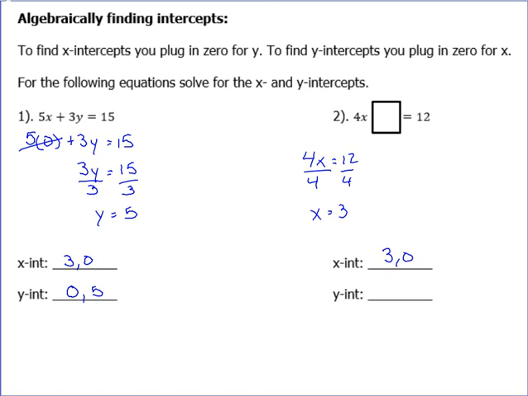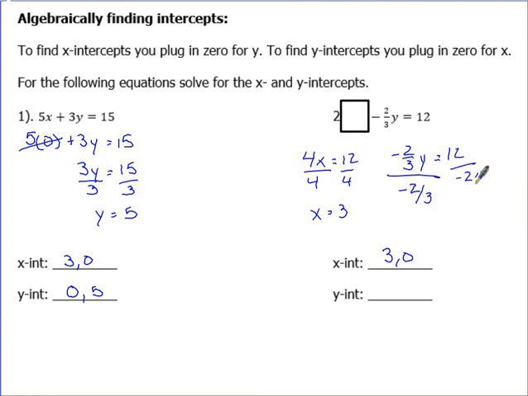Okay, and then same thing, if I wanted to find the y-intercept, I'm going to cover up the x. So I have negative 2/3 y equals 12. All right, and so I would divide by negative 2/3. If you have to use your calculator there, that's fine. And you're going to end up with y equals negative 18. So my y-intercept is 0, negative 18.